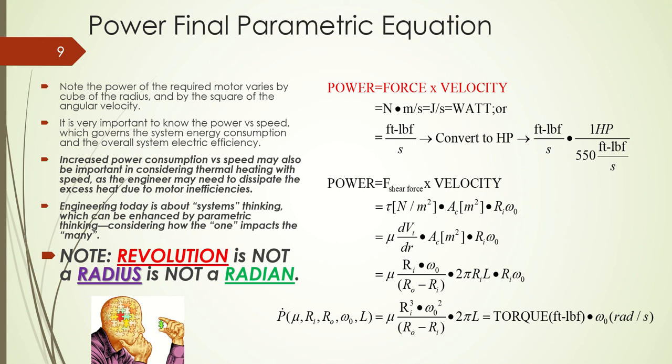I want to highlight again a common mistake that many engineers make, which is not understanding that a revolution is not a radian. So the power, this equation here at the end of the slide, the power P dot is equal to mu times R_i cubed times omega squared divided by the gap distance times 2 pi L. So this is nothing more than the product of the torque times omega naught, but these are the parameters that one can see impact the power.